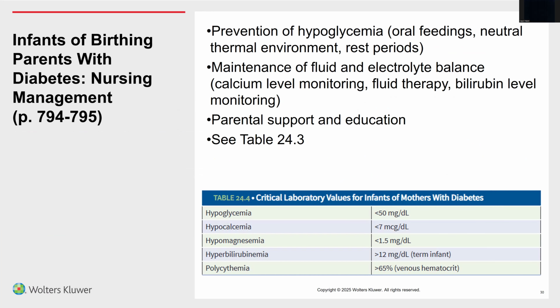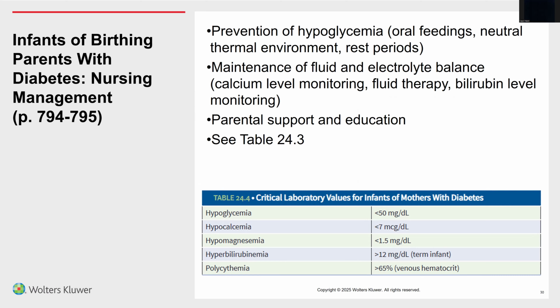So our best way to combat this is to prevent hypoglycemia by providing the oral feedings like we're supposed to, provide a neutral thermal environment, and give the baby rest periods, so cluster their care. Hypoglycemia can occur as early as immediately at birth or within an hour after birth.